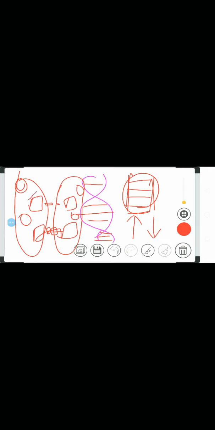Here the sugar molecule, the pentose, is oriented like this, but there it will be like this. This is flowing downwards and this is going upwards. This is anti-parallel. You can say that the DNA strands are anti-parallel. Till here you have understood what a DNA is.